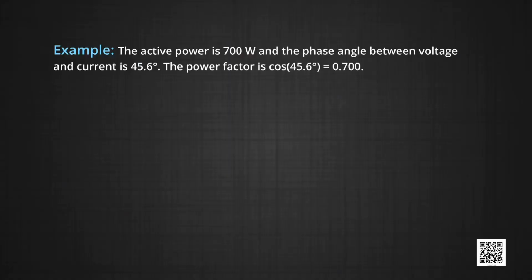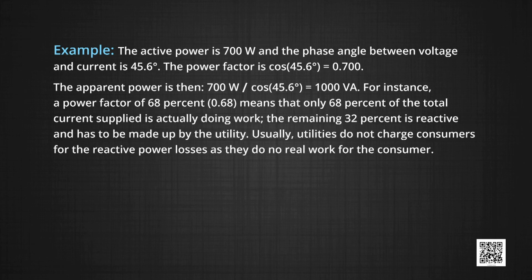Now, here we can take an example. Suppose the active power is 700 watt and the phase angle between voltage and current is 45.6 degrees. The power factor is cos 45.6 degrees. This value is nearly equal to 0.700. Therefore, the apparent power is then 700 watt divided by cos 45.6 degrees, which comes to around 1000 VA.